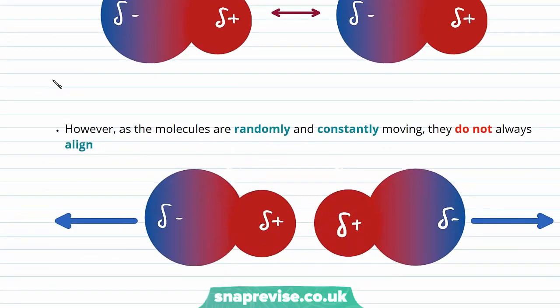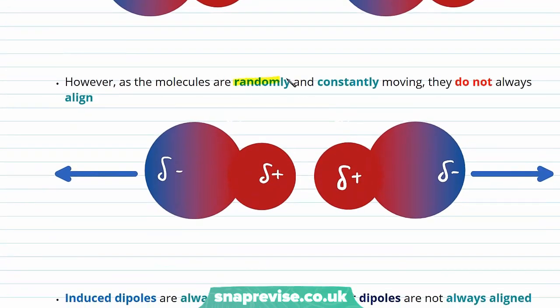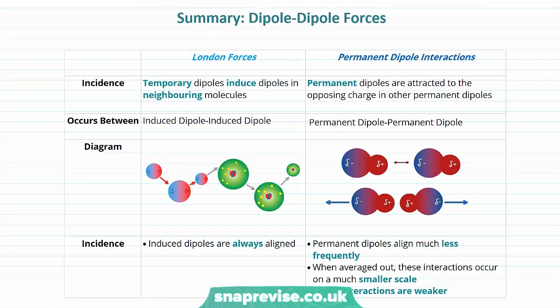Now, it's important that we understand that as the molecules are randomly and constantly moving, they do not always align. If the positive end is aligned next to another positive end, they will in fact repel each other and not experience an attraction. So let's just recap what we've discussed so far. We've looked at London forces and permanent dipole interactions. We know that London forces occur when temporary dipoles induce dipoles in neighbouring molecules. They occur between an induced dipole and an induced dipole.